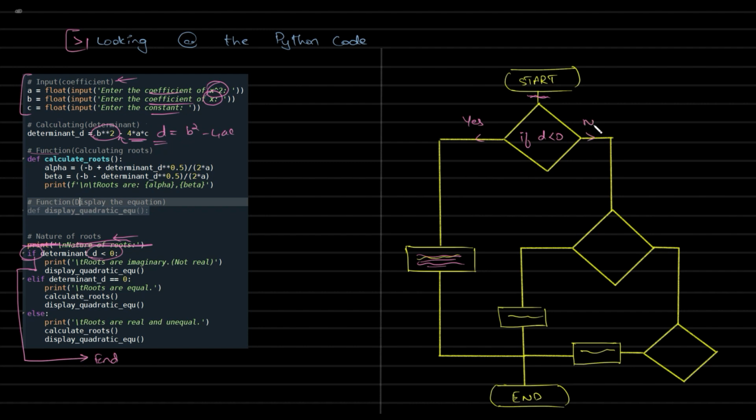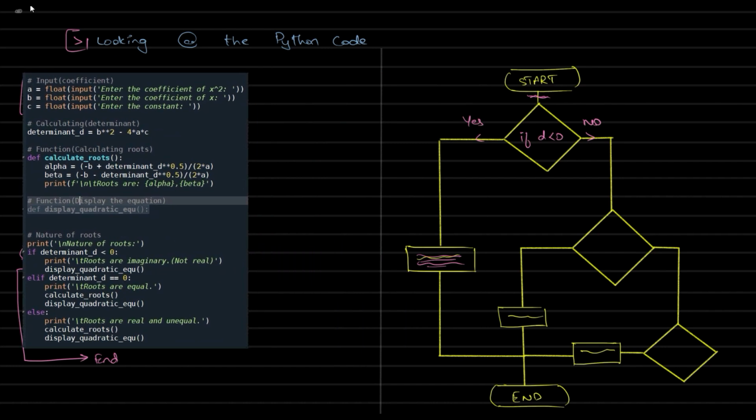Say if this was no, right? Then it won't be executing this set of code. It will just execute this, not this. And next it will look at else if D equals to 0. Now it will tell the roots are equal.